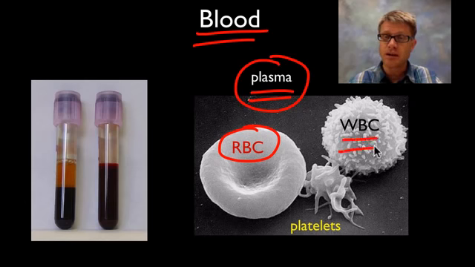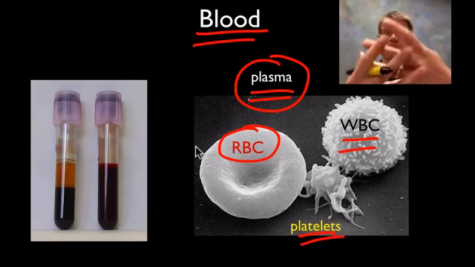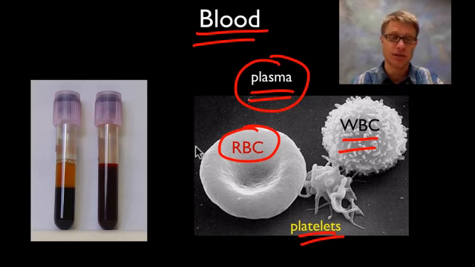We have white blood cells. White blood cells are going to fight infection. And then finally, we have platelets. Platelets are important in blood clotting. So if you get a cut, the platelets will form almost a lattice across that cut, and eventually we will have formation of a scab.